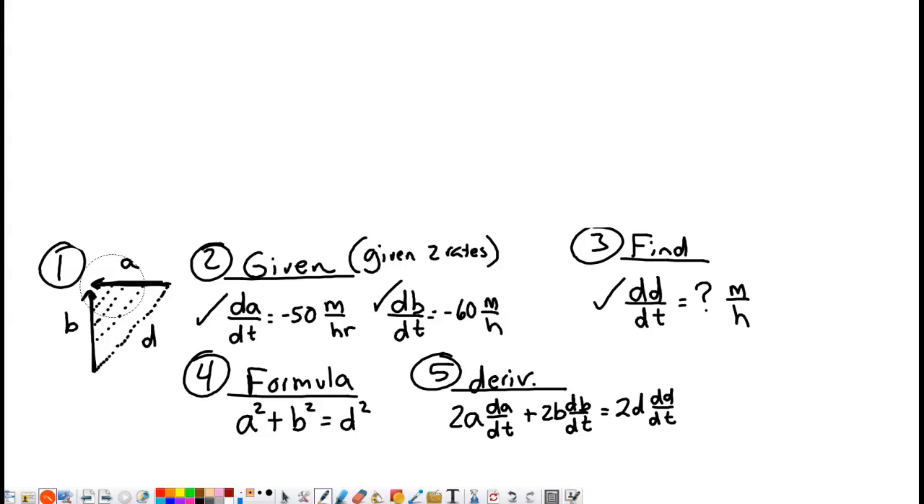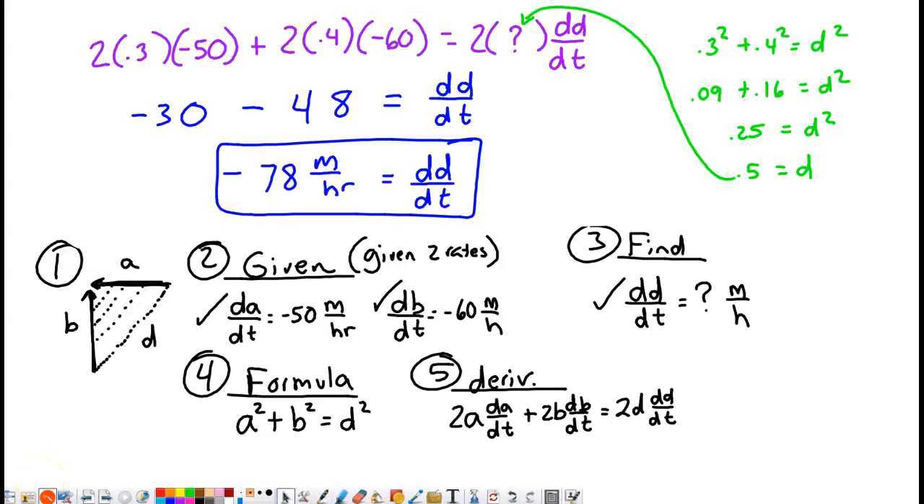Next, we have our formula: A squared plus B squared equals D squared. And then we have its derivative. Okay, so plugging everything in, we're going to replace A with 0.3. We're going to replace dA/dt with negative 50. We're going to replace B with 0.4, dB/dt with negative 60. D we didn't know, and we're looking for dD/dt. And so that one will stay like that. And for the piece that we don't know, we go back to the original formula and we plug in the A and B values that we know to solve for D. So in that case, for that little missing piece, it would be 0.5.